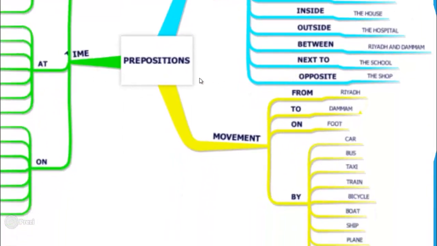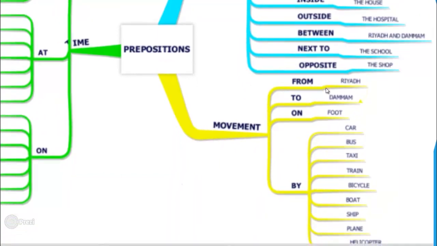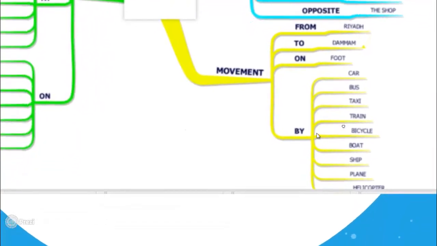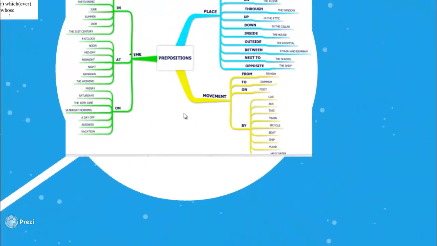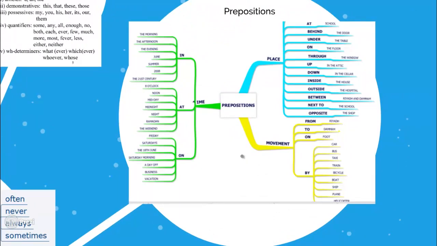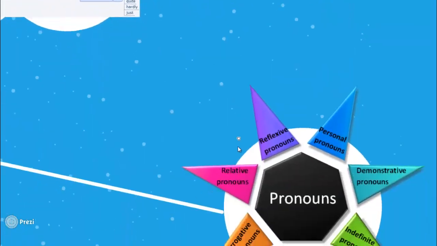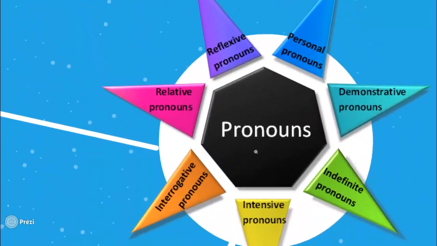And we can also talk about the prepositions of movement, like from a city, or to another city, or when you go on foot, or when you go by car, or by bus, or by taxi. So remember, prepositions are used to indicate the time, the place, or the movement of something. In this case, mostly a noun. And then after we study the prepositions, there are 2 important aspects to check.